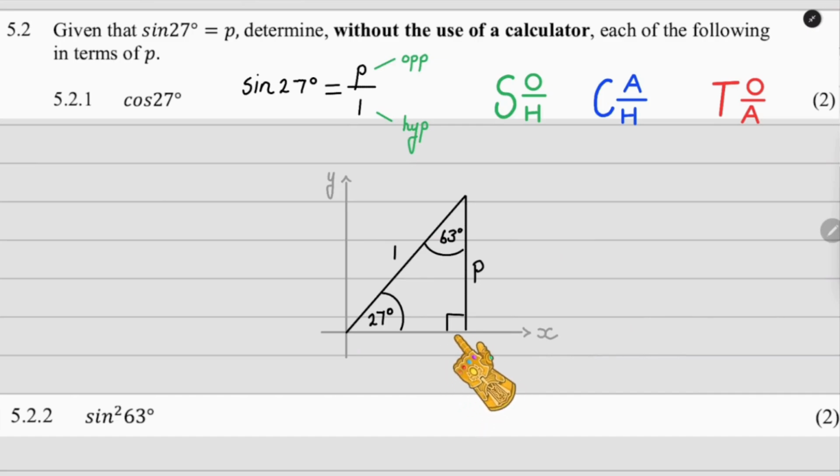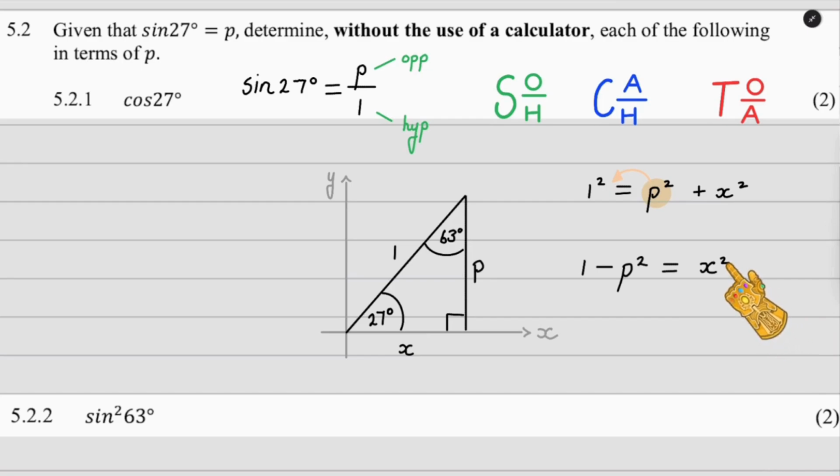And then to get the missing side in the triangle, we just do Pythag. The Pythagoras theorem states my hypotenuse squared, so 1 squared, is equal to this side squared plus this side squared. So it's going to be p squared plus, and I'm going to call this x squared for now. The mission is to get x on its own, so we know what this side is. 1 squared is just 1. I'm going to move this p squared over to that side of the equation, and it becomes minus p squared.